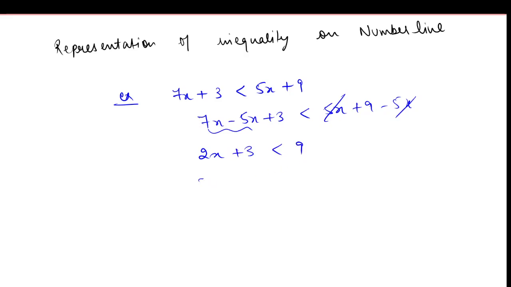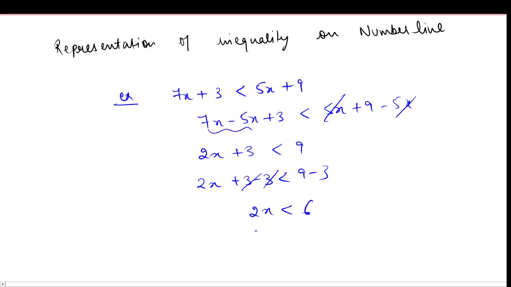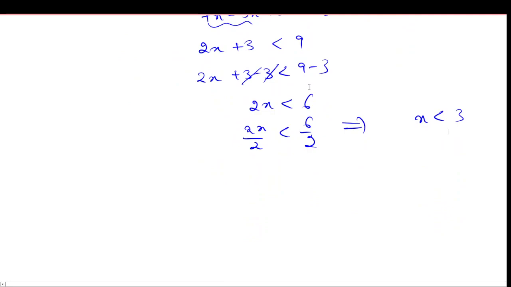Then subtract 3 from both sides, 3 minus 3 and 9 minus 3. So this will be 2x less than 6. Divide by 2 on both sides, 2x by 2 less than 6 by 2. So we get x is less than 3. So our solution set will be x belongs to minus infinity to 3.